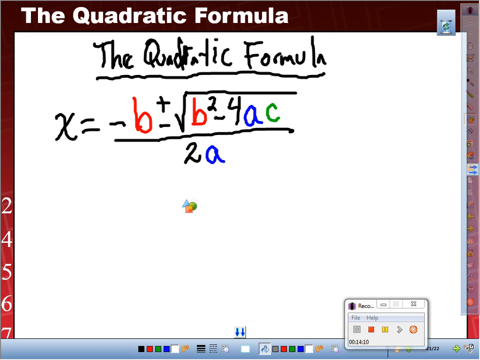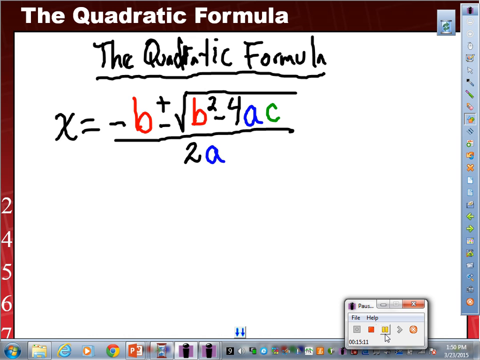X equals minus b plus minus square root b squared minus 4ac over 2a. Turn your paper over and tell your neighbor your quadratic formula, please. I'm going to pause it for a little bit. Pause it.